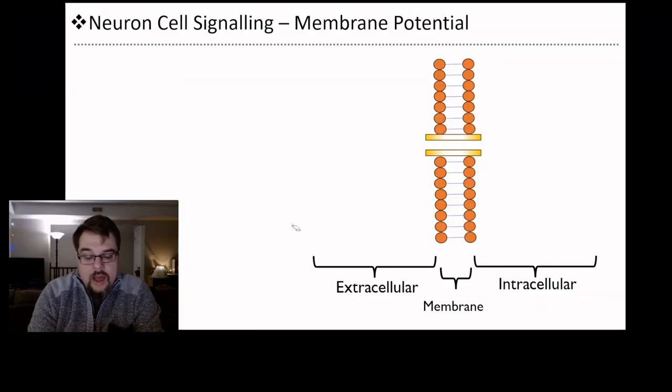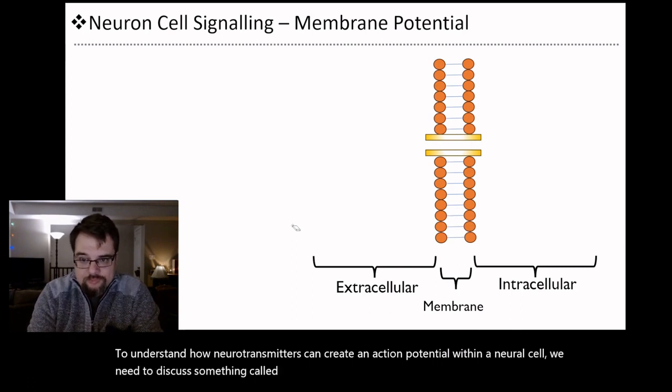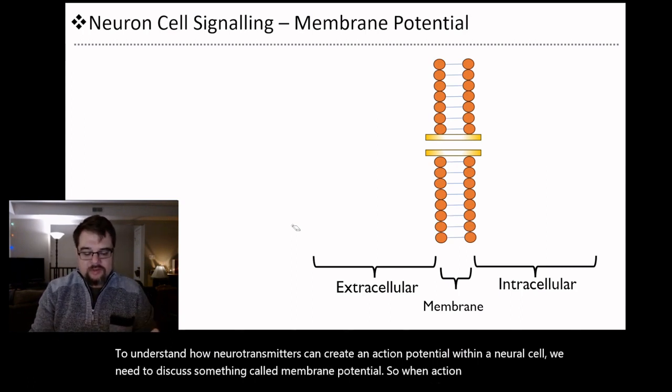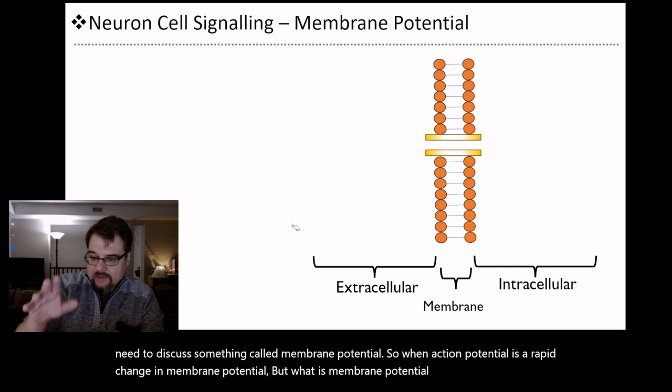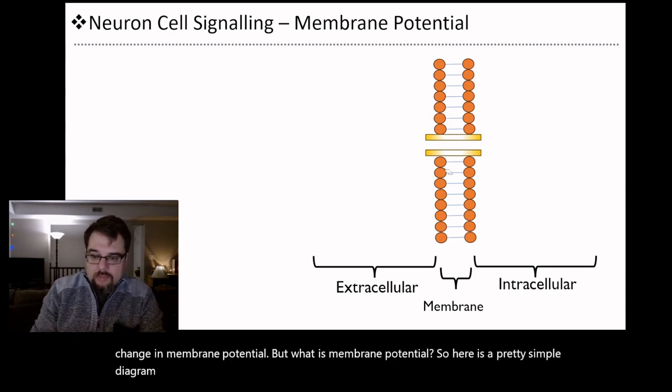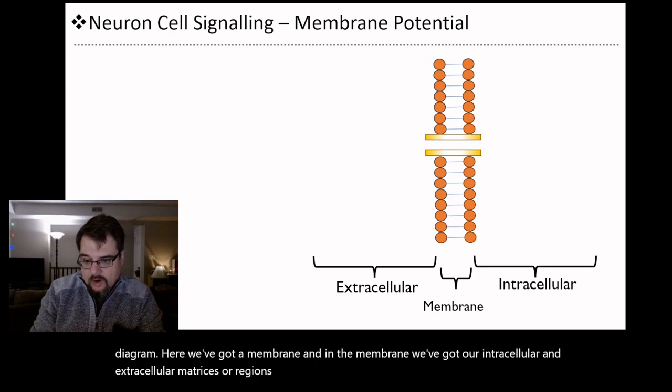To understand how neurotransmitters can create an action potential within a neural cell, we need to discuss something called membrane potential. An action potential is a rapid change in membrane potential. But what is membrane potential? Here is a pretty simple diagram. Here we've got a membrane, and in the membrane we've got our intracellular and extracellular regions, and our membrane is a phospholipid bilayer.